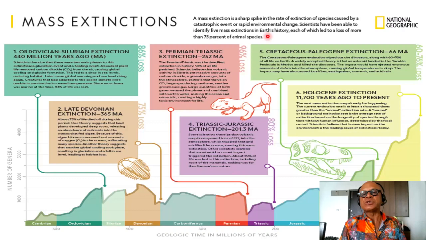So I just threw in these previous mass extinctions as a sort of introduction. Mass extinction is a sharp spike in the rate of extinction of species caused by a catastrophic event or rapid environmental change. So we are doing rapid environmental change. Scientists have been able to identify 5 mass extinctions in Earth's history, each of which led to a loss of more than 75% of animal species at that time.